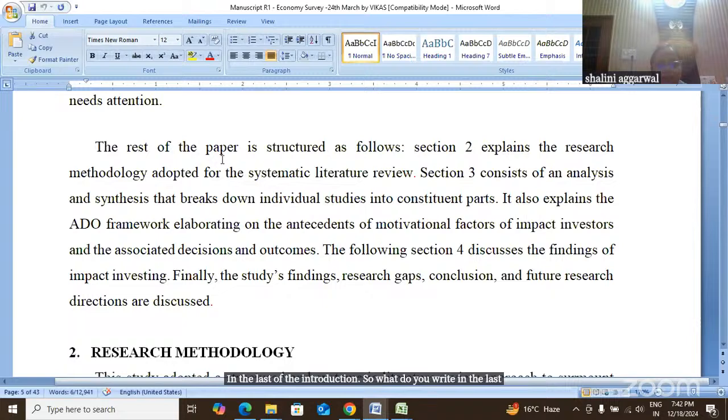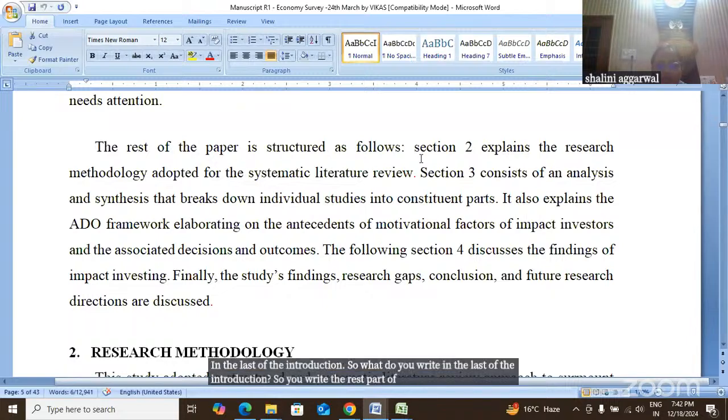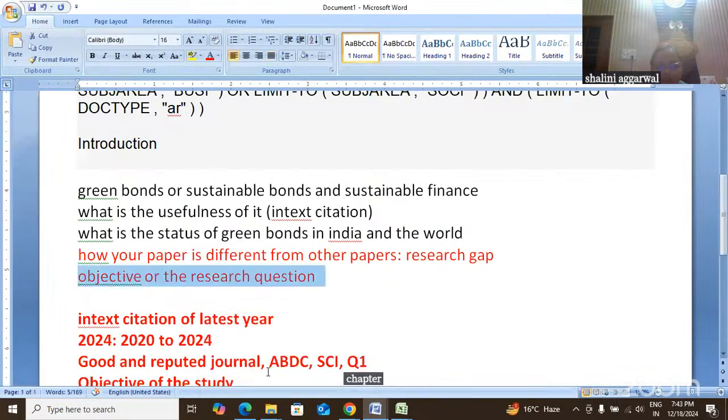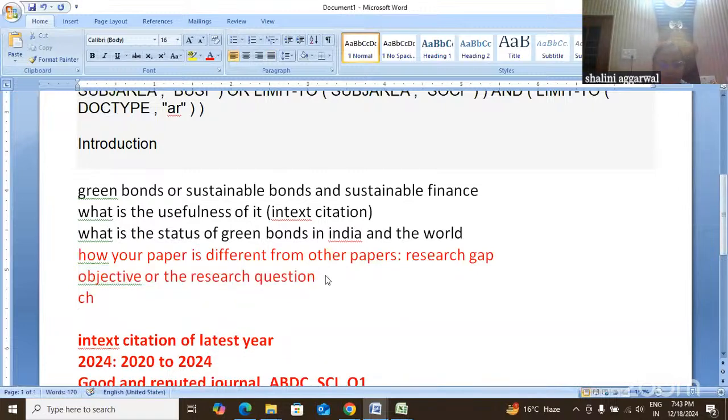So you write: the rest of the paper is structured as follows. Section 2 explains the research methodology, section 3 the analysis and synthesis, and section 4 the findings and discussions as well. So this is chapter-wise chapterization. What will you write in the last part of this chapter-wise classification? What are the different sections of the paper?